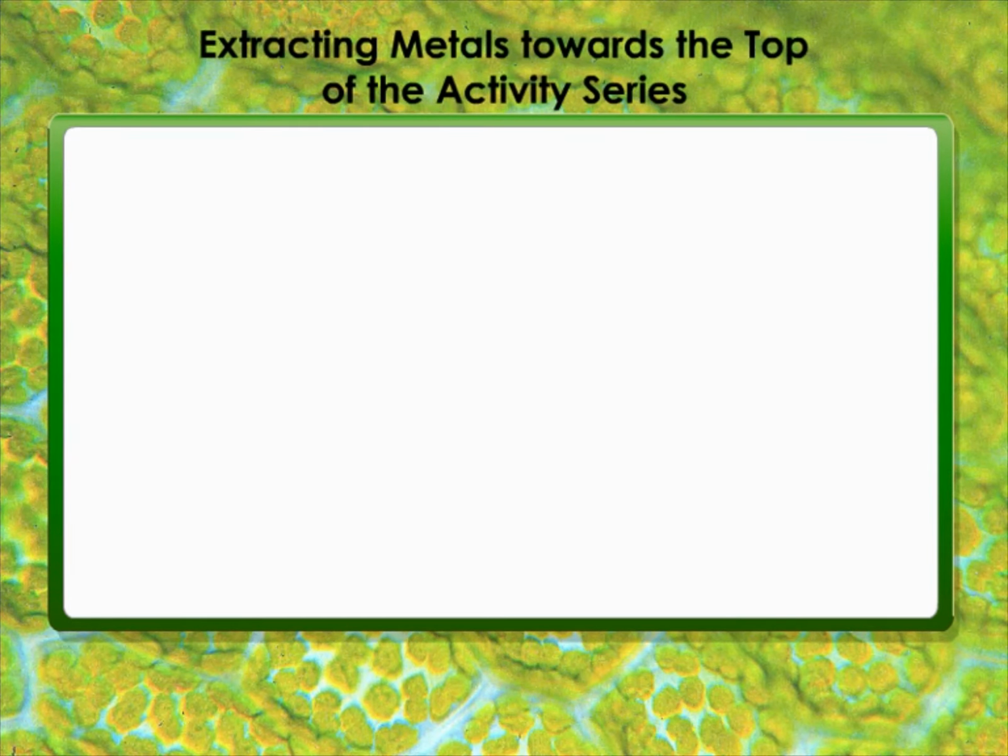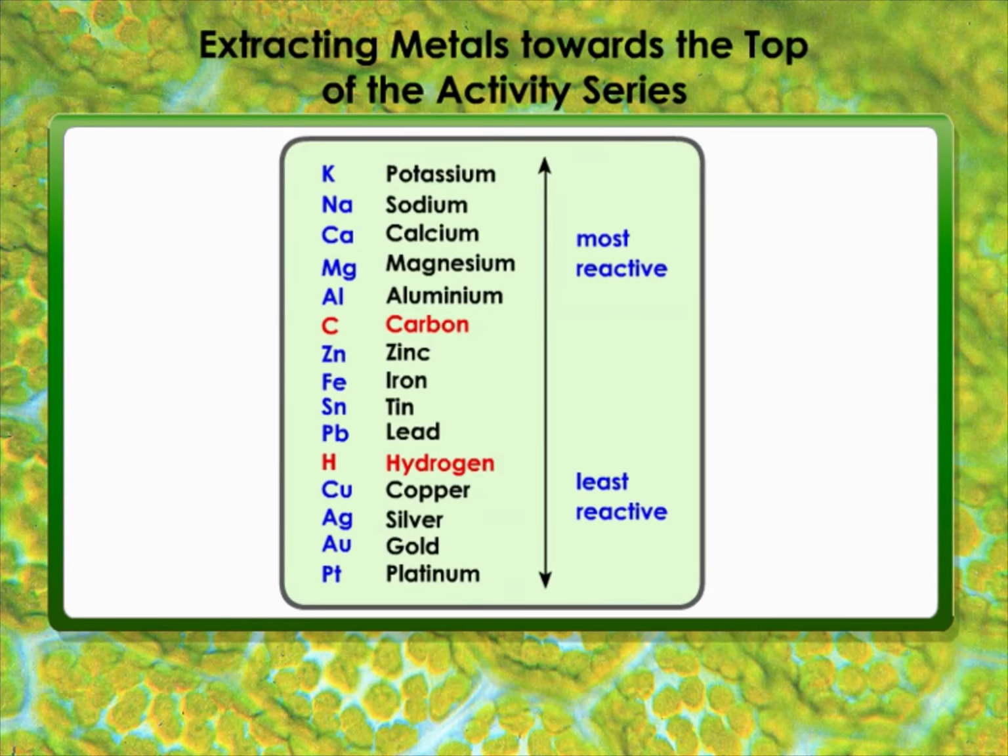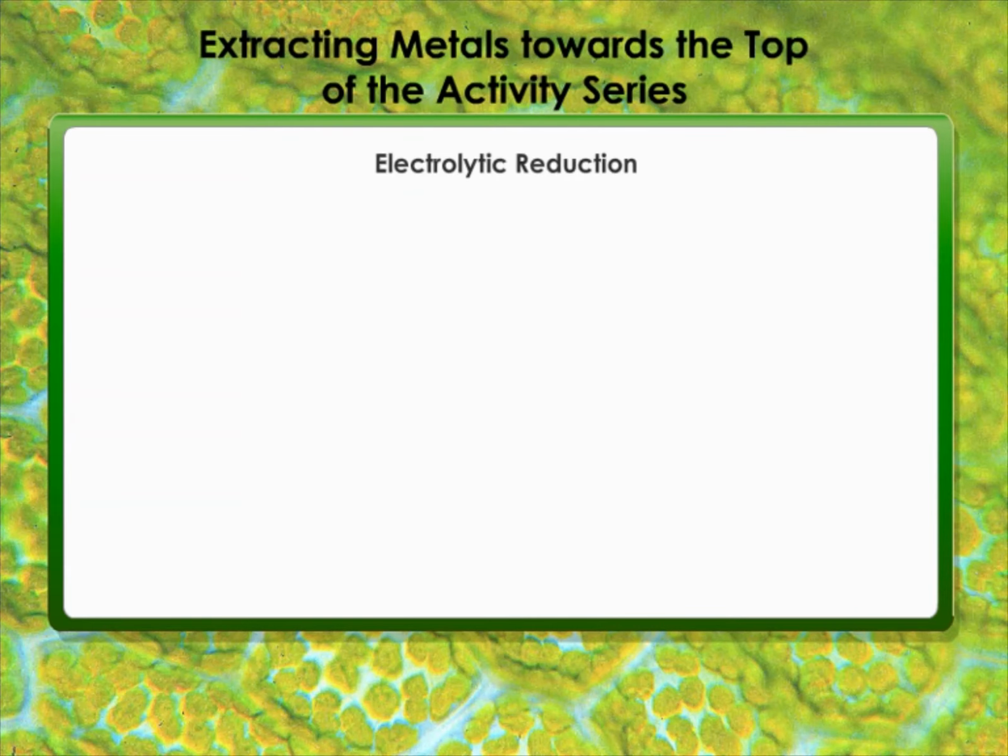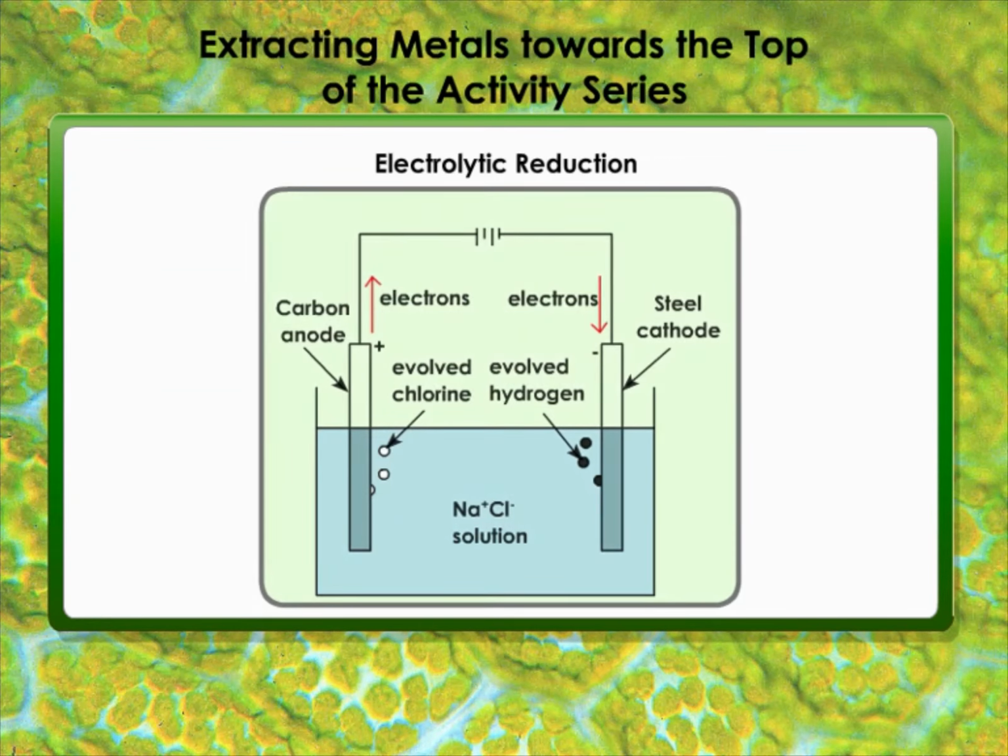Extracting metals towards the top of the activity series. The metals high up in the reactivity series are very reactive. They cannot be obtained from their compounds by heating with carbon. For example, carbon cannot reduce the oxides of sodium, magnesium, calcium, aluminum, etc. to their respective metals. This is because these metals have more affinity for oxygen than carbon.